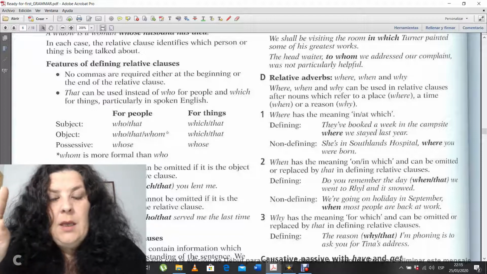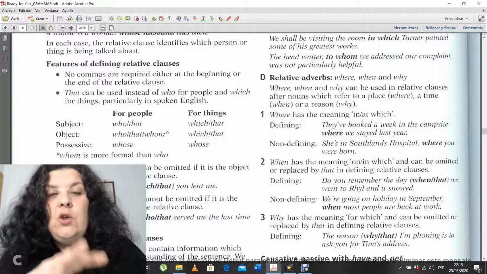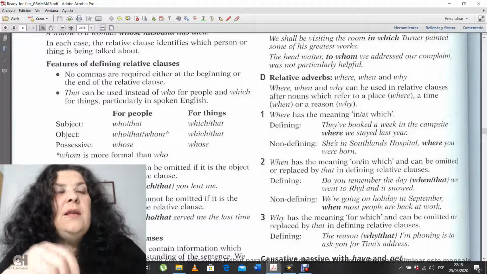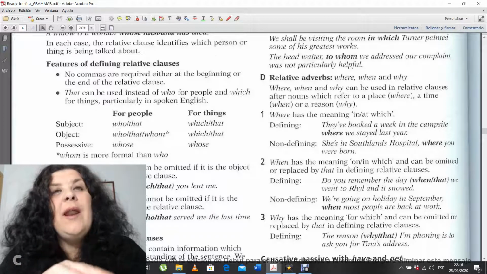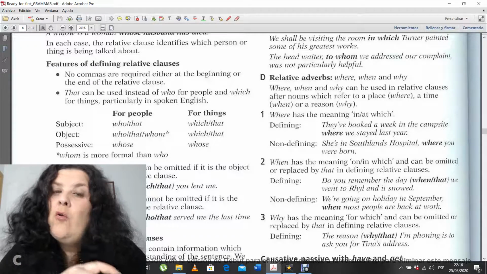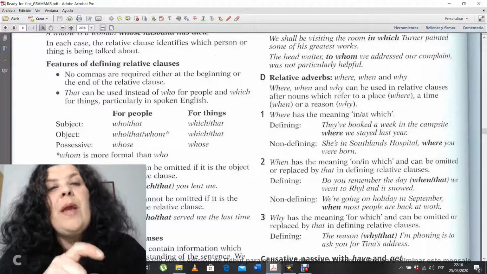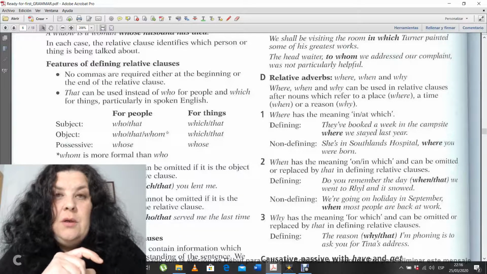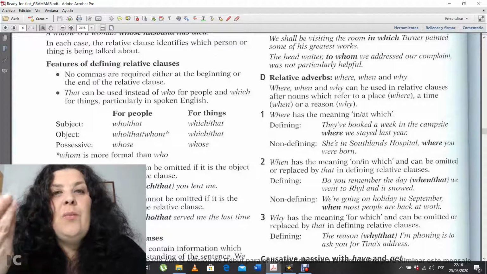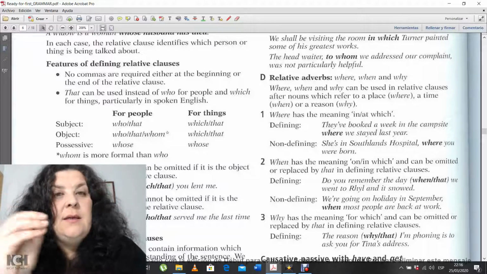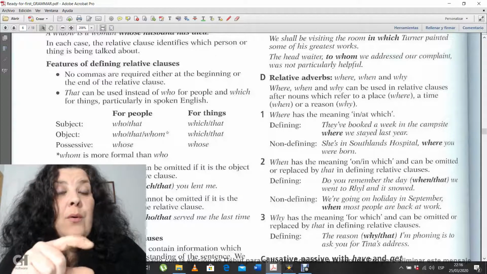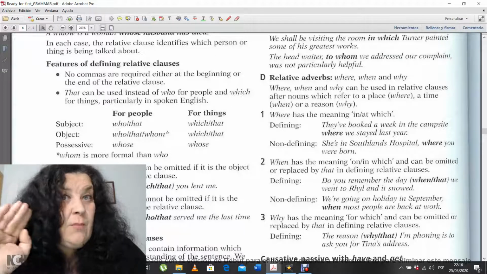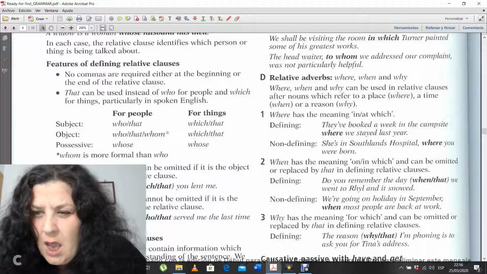And one thing, if you use where, you cannot use in, okay? Because if you say, that is the city where I grew up, it's correct, but it's not correct to say that is the city where I grew up in. You use in if you use which. So referring to a place could be done in two different ways. That is the city where I grew up, or that is the city which I grew up in. So remember this because it's a very common mistake.